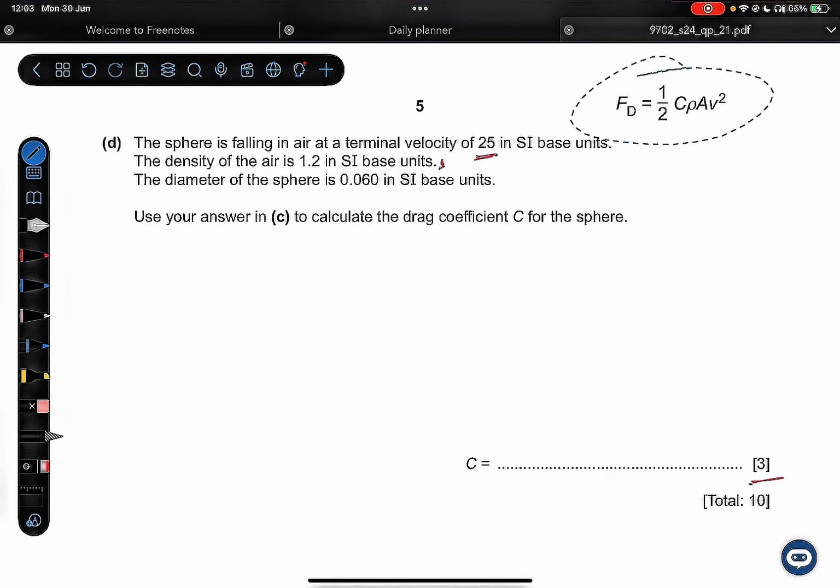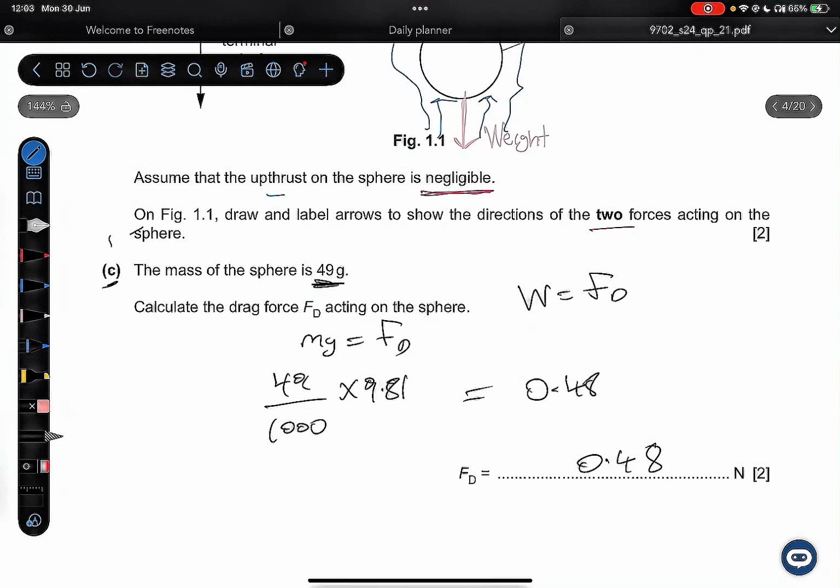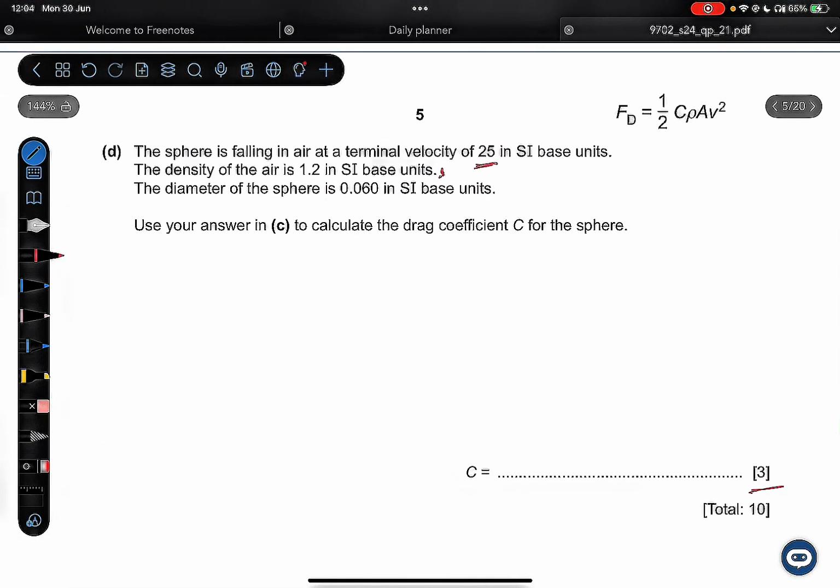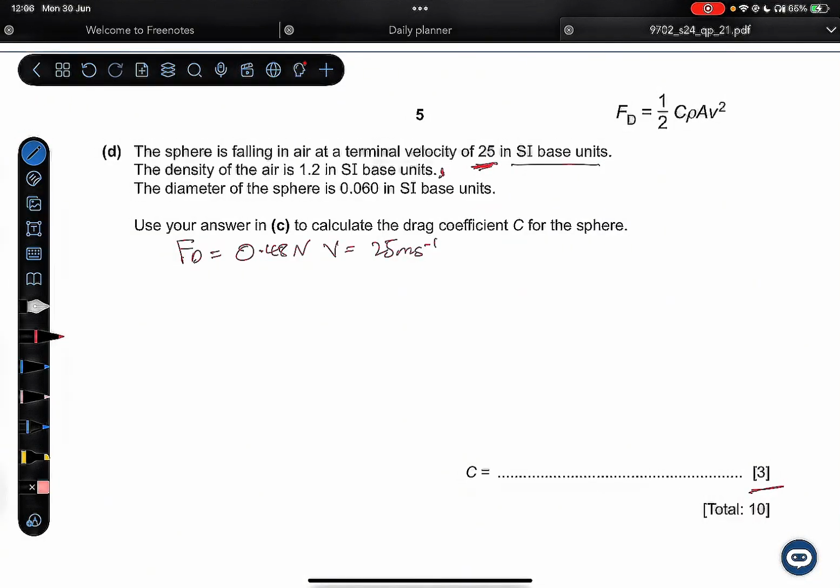Good. Now to make our life easier, I put the formula that we're given in the first page because we reference it here. Now we already have our FD, so best practice is to write down all your variables, all you're given basically. So we have FD as 0.48. Now they said terminal velocity of 25 in SI base units. SI base units are meters, seconds, and all of that. So we know that our V is 25 meters per second.